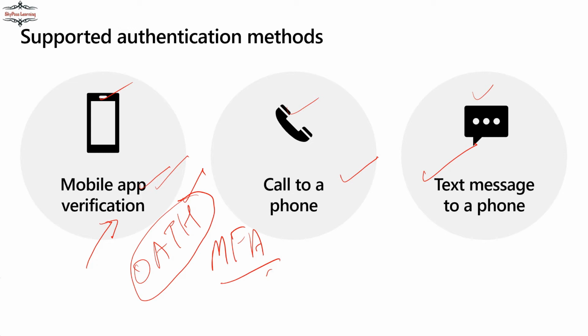We also have the option of call to a phone. That will make a phone call to your phone number, and then you have to approve it. It will ask you to press pound, or the hash key, to approve the authentication request. And the third one is the text message to a phone, which will send a text SMS to your cell phone number. You have to give that OTP, or one-time password, the text which you are receiving on your phone. You have to enter it in the portal, then you can access it.